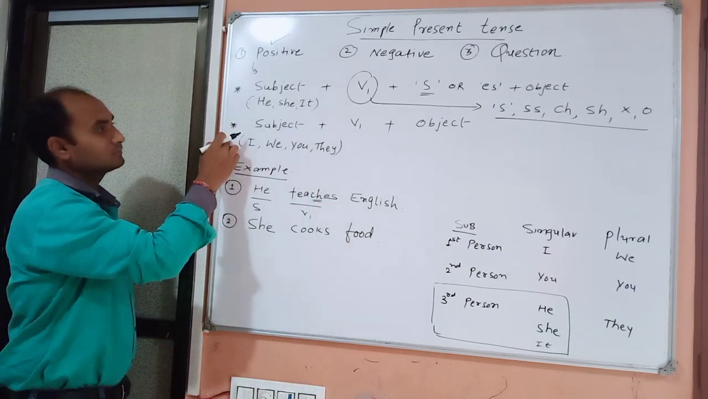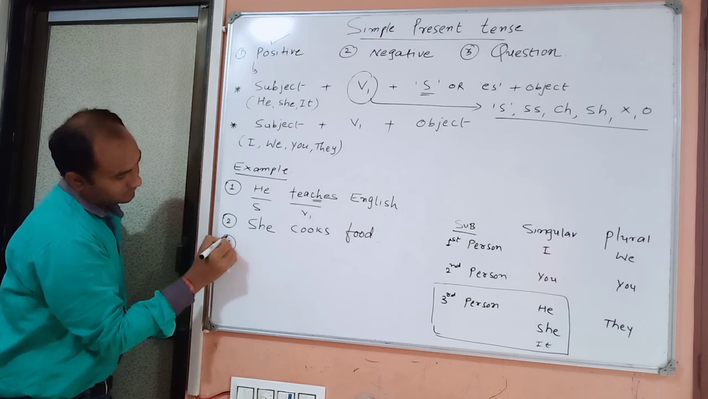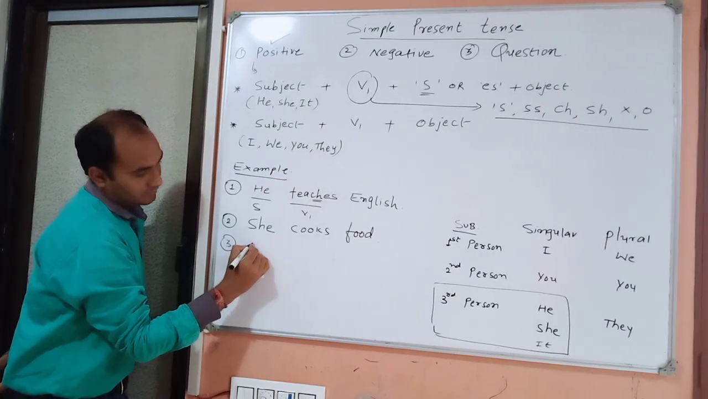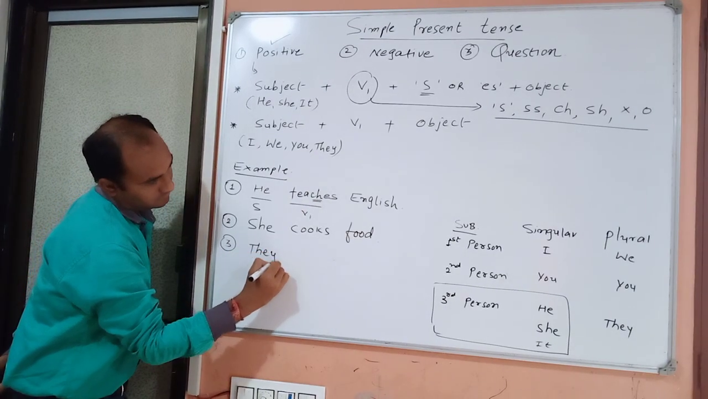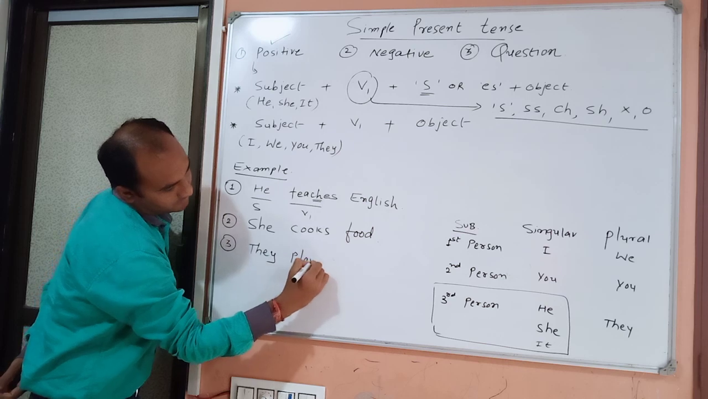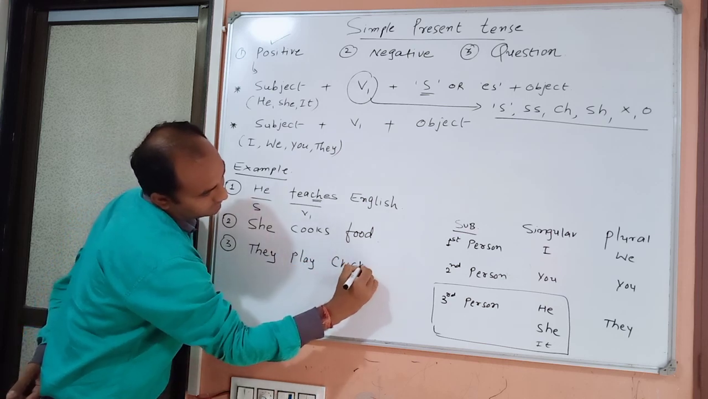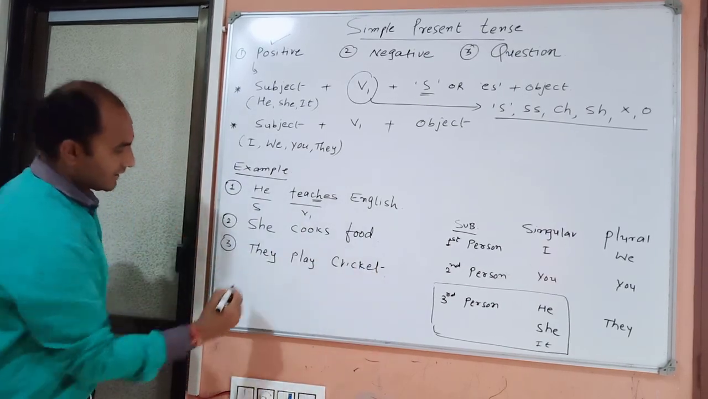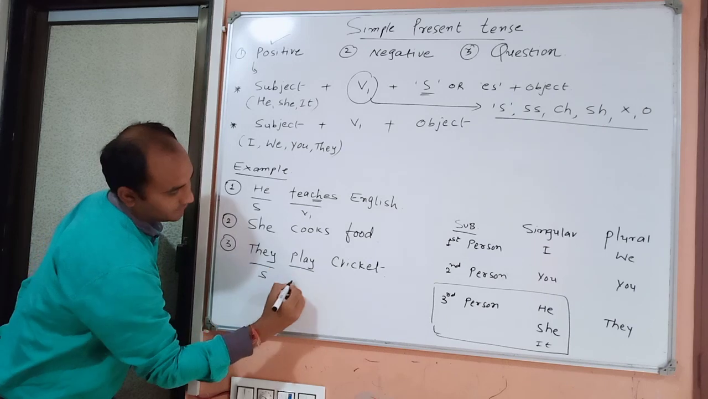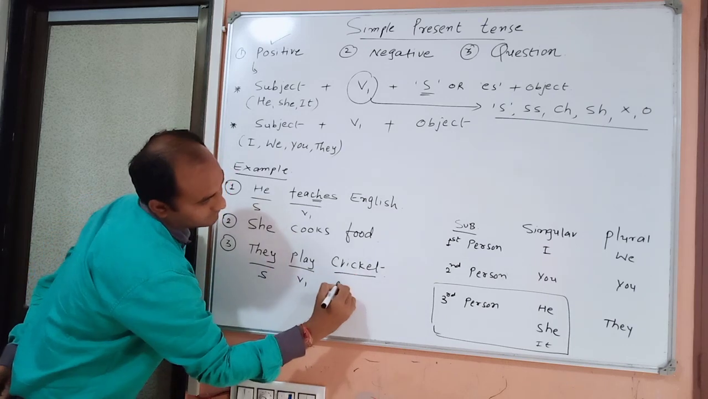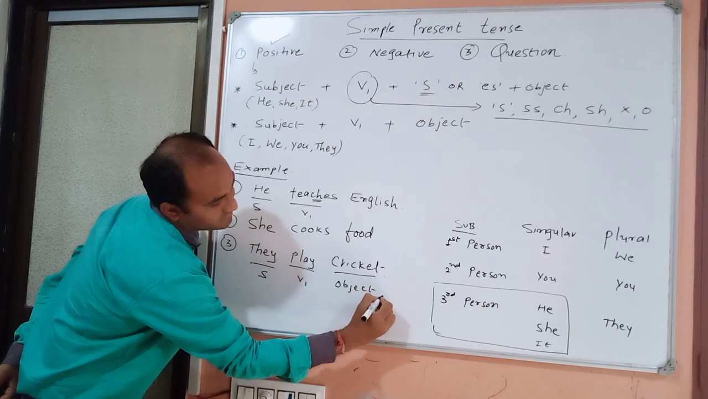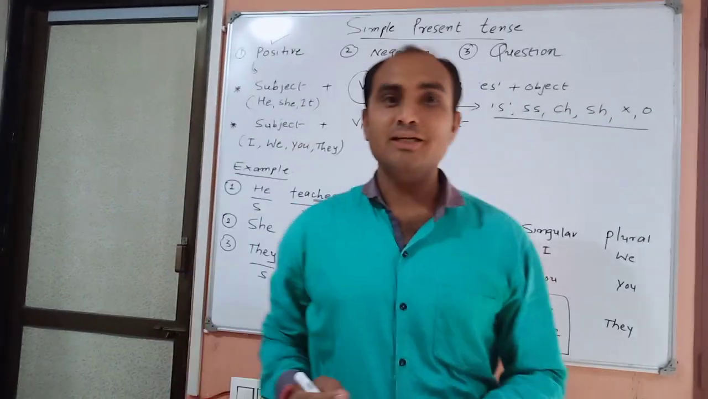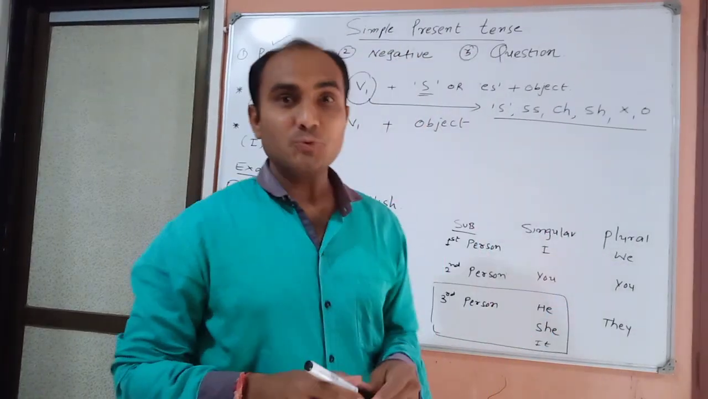Now from this structure, 3, they play cricket. They play cricket. So they, it is a subject, play, it is a V1 and cricket, it is a object. So I hope that you can understand very well positive structure.